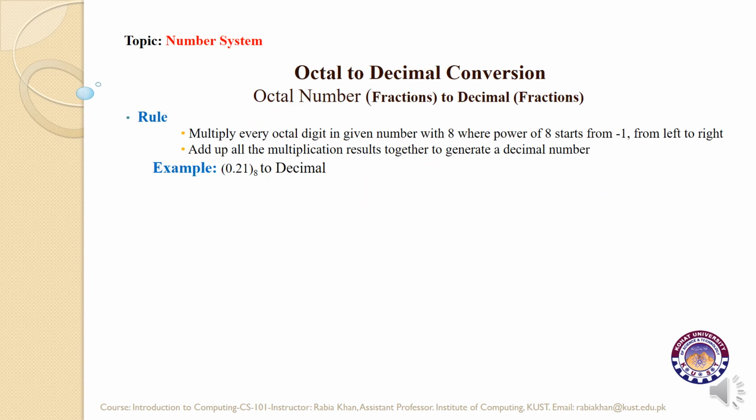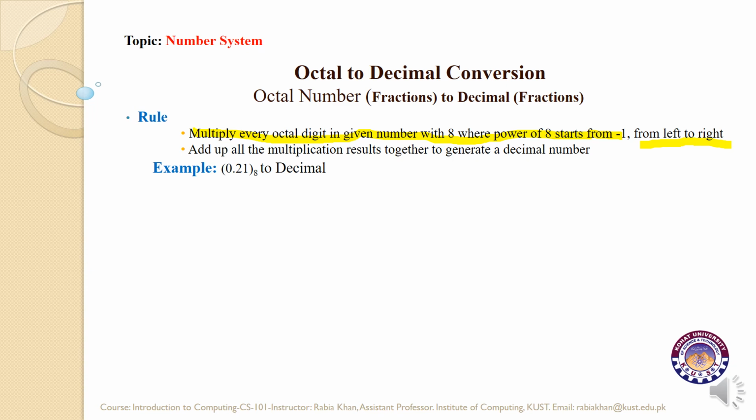Now how can we handle octal fractions? If we are given an octal number containing a fraction, how can we convert it into a decimal fraction? The rule is given in front of you. We need to multiply every digit in the fractional part with 8, but the power of 8 must start from -1, and the multiplication process moves on from left to right.